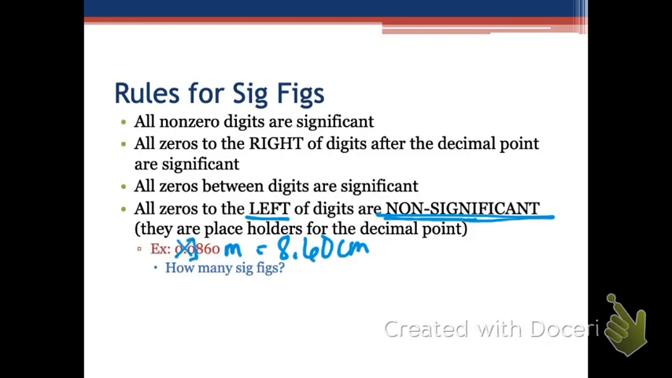Regardless of whether they are before or after the decimal point, if they are before the digits start, they are non-significant. So these two are non-significant, which means I have 3 significant figures: 8, 6, and the 0 at the end, because this tells us we think it's exactly 860. Does that part make sense? They are placeholders. I should change my unit if I have numbers that small.